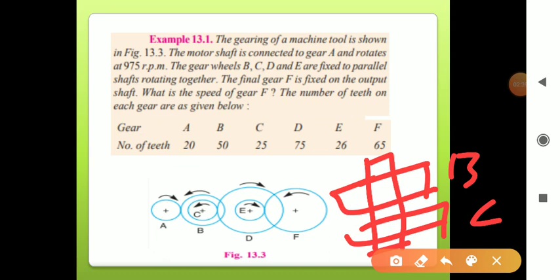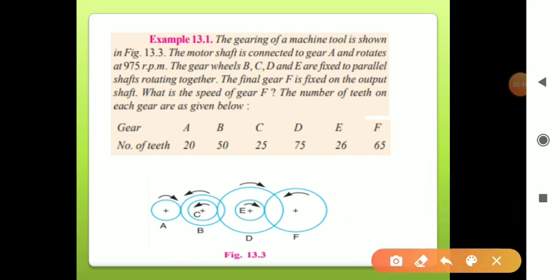That means it is not a simple gear train. In a simple gear train, only one gear will be there on one shaft. Here, on the single shaft, gears B and C are there. That means this is a compound gear train. Now see here, gear A meshes with gear B. Gear A rotates in the clockwise direction, and gear B will rotate in the anti-clockwise direction.